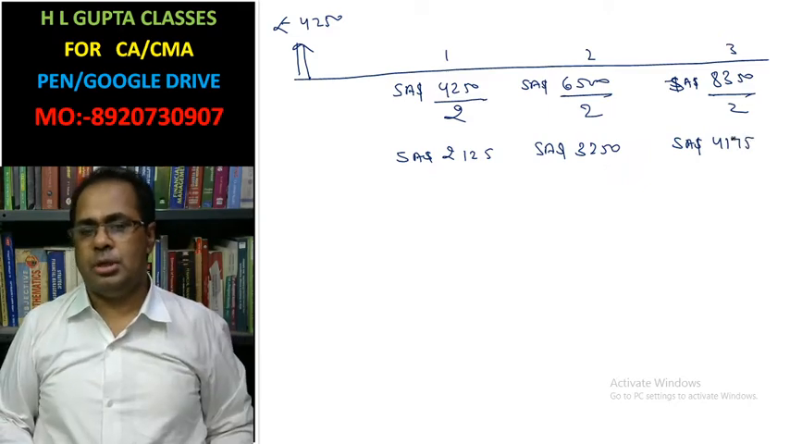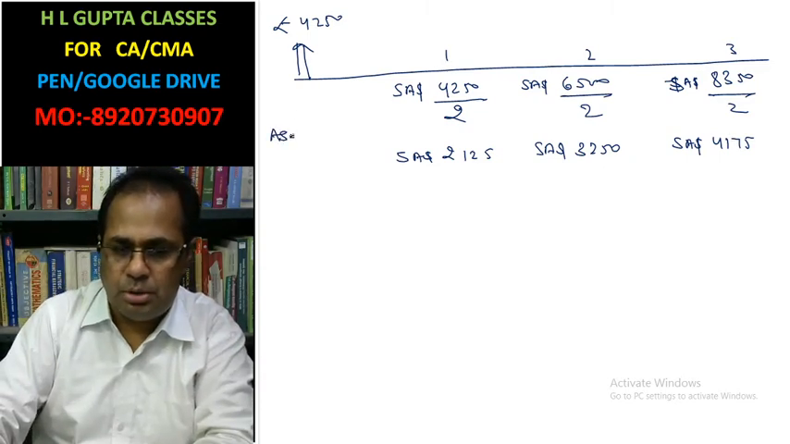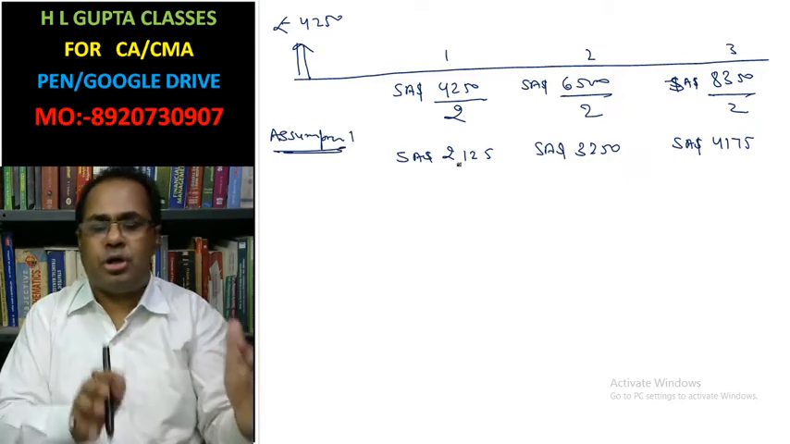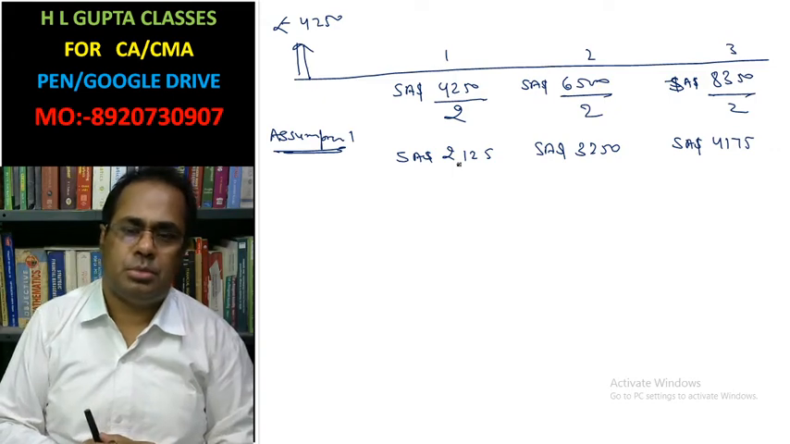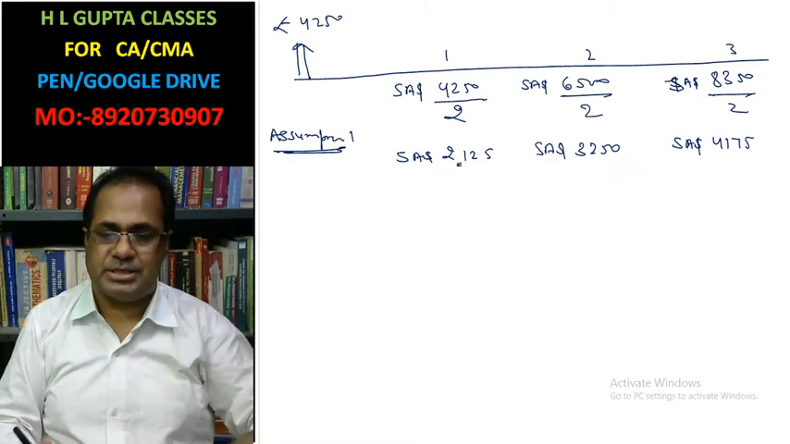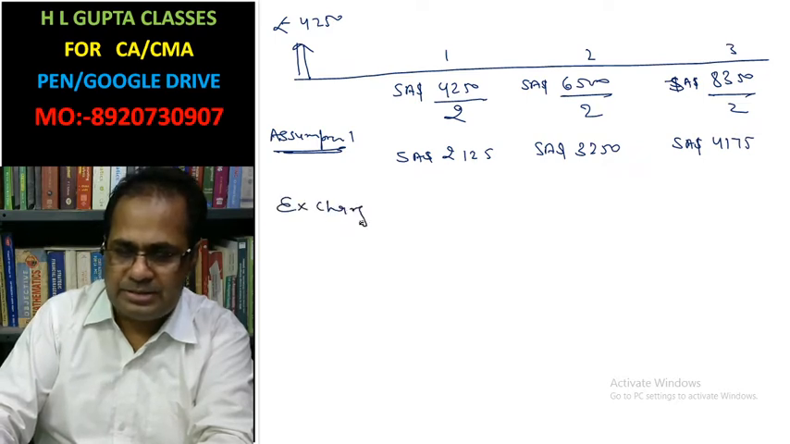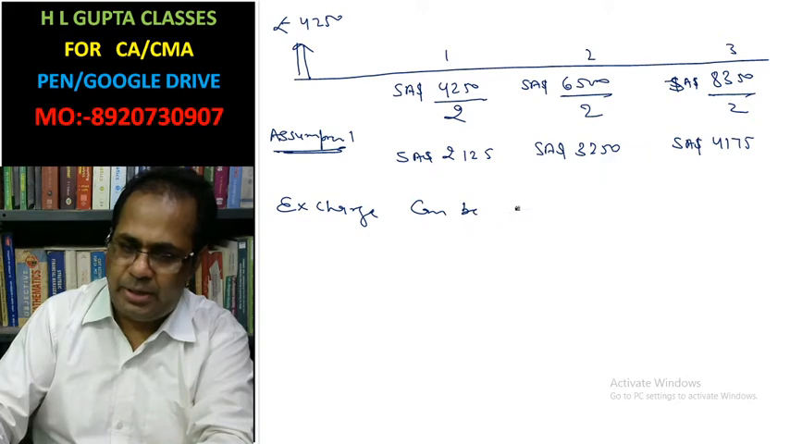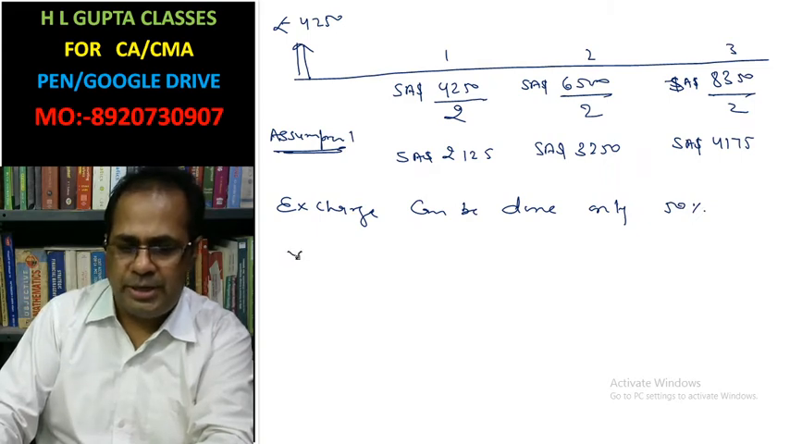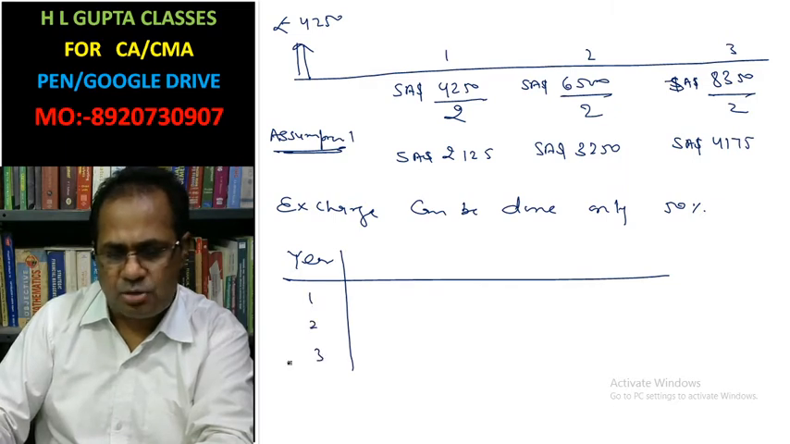But this whole amount you cannot convert, as per assumption 1. This whole amount you cannot convert into pounds. Half of this you will have to convert as per the exchange controls, the exchange restrictions. Exchange can be done only for 50%. So here you have first year, second year, third year.